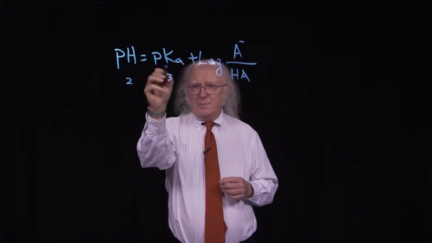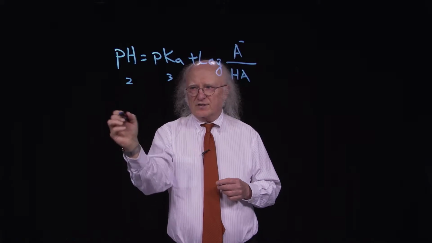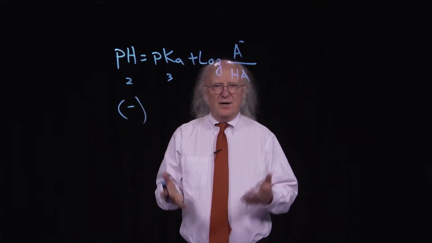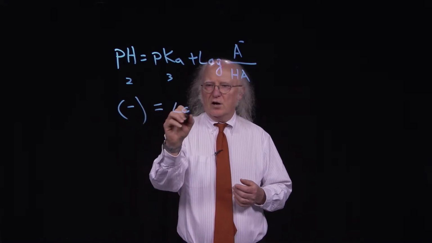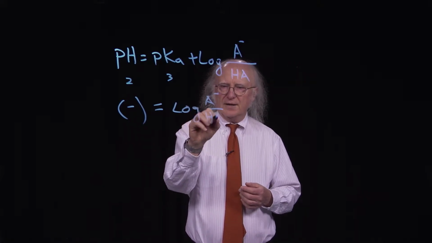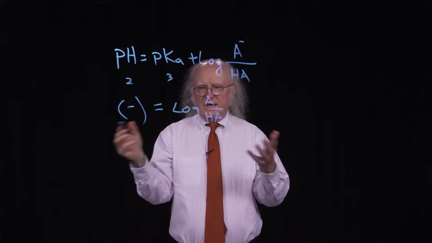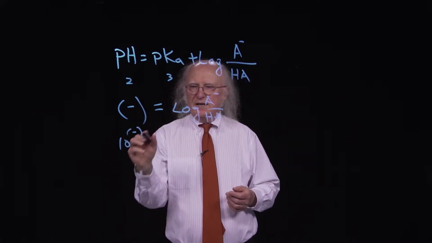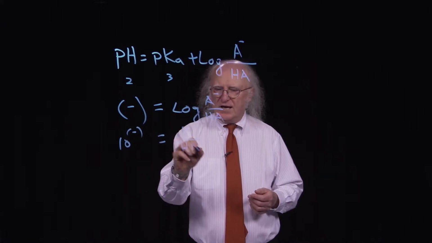Well, if I have a pKa value that is greater than the pH, when I take it to the other side, what am I going to get? I'm going to get a negative number. And a negative number then is equal to the log of A minus all over HA. Well, to get rid of that log term, of course, I take 10 to that power, so I take 10 to a negative power, and that's equal to A minus all over HA.